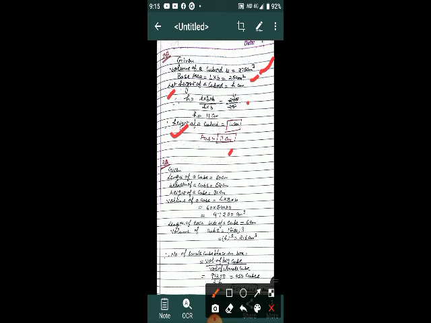Now question number 3. Again, the length of a cuboid is given, the breadth of a cuboid is given, and the height of a cuboid is given. We have to find the volume of the cuboid. Here it is not a cube, it is a cuboid, because the length, breadth and height are all different. So we find the volume of the cuboid by L into B into H. We will get the answer.